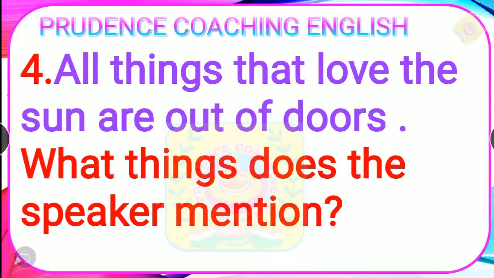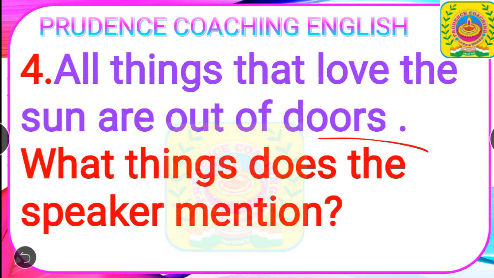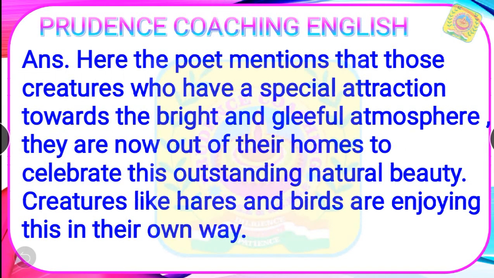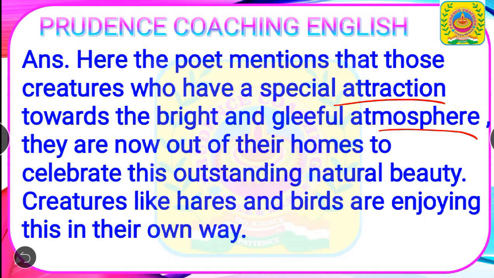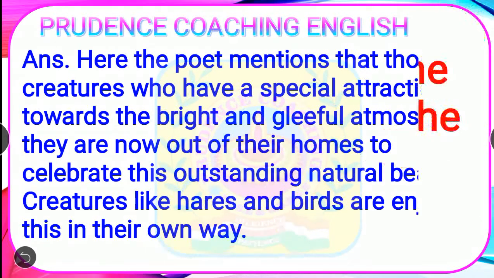Now the next question, number 4. All things that love the sun are out of doors. What things does the speaker mention here? Answer. Here the poet mentions that those creatures who have a special attraction towards the bright and gleeful atmosphere, they are now out of their homes to celebrate this outstanding natural beauty. Creatures like hares and birds are enjoying this in their own way.